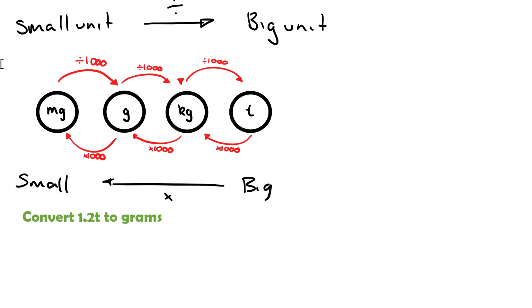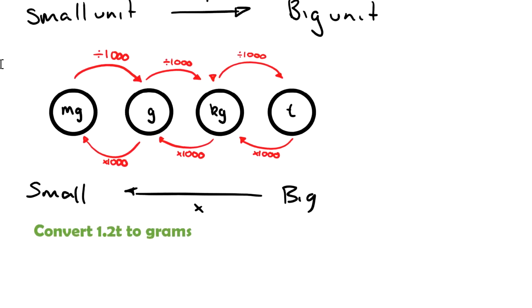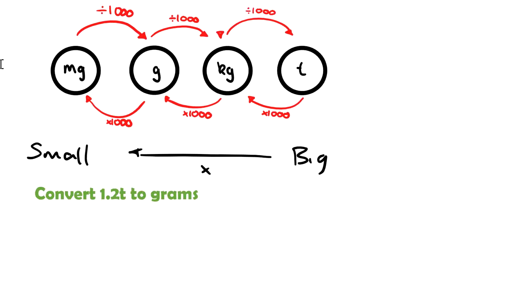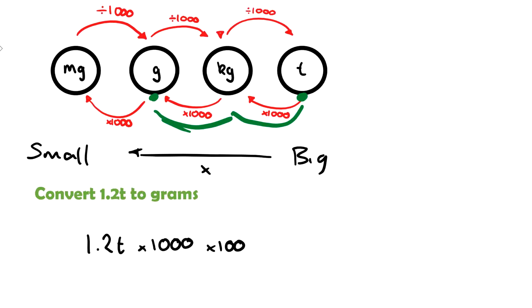So this time we have another question, convert 1.2 tons to grams. So what I'm going to do is I'm going to first off mark where we are. So I'm starting at tons and I'm going to grams over here. So I'm going to need to times by 1,000 and then times by 1,000 again. So 1.2 tons times 1,000 times 1,000 equals 1,200,000 grams, right? So you can go down multiple steps. Just remember to do all the operations.